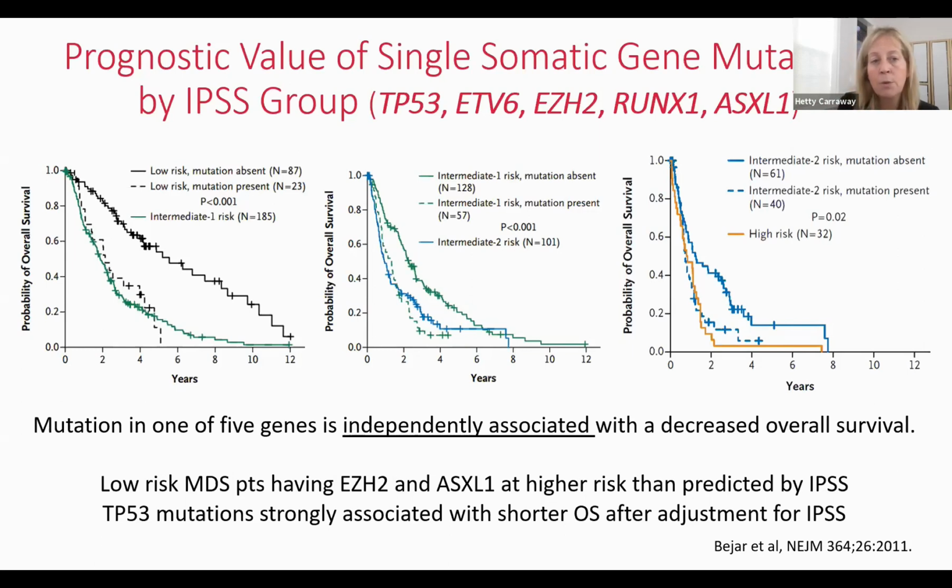And so let's just walk through the first graph on the left. In the solid black line, you see low risk MDS patients. In the solid green line, you see intermediate 1 risk MDS patients. And in the hashed black line, you see those patients with low risk IPSS that have any one of those 5 mutations positive. And you can appreciate that the overall survival for those patients with a mutation present mirrors the outcome for patients with an intermediate 1 risk.